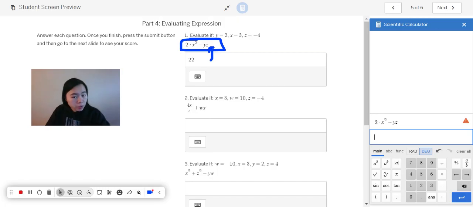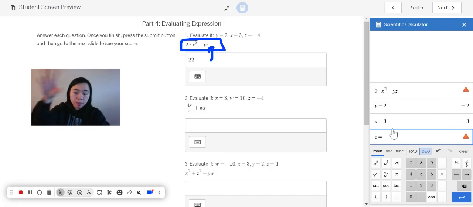It's not going to be able to solve it until you say y equals 2, x equals 3, and z equals -4. I'm going to let you do that. I'm not going to tell you the answer. Okay, so that's how you're going to set up your calculator. Type in your question and make sure you fill in all your variables so that Desmos can do all the hard work for you and solve it.